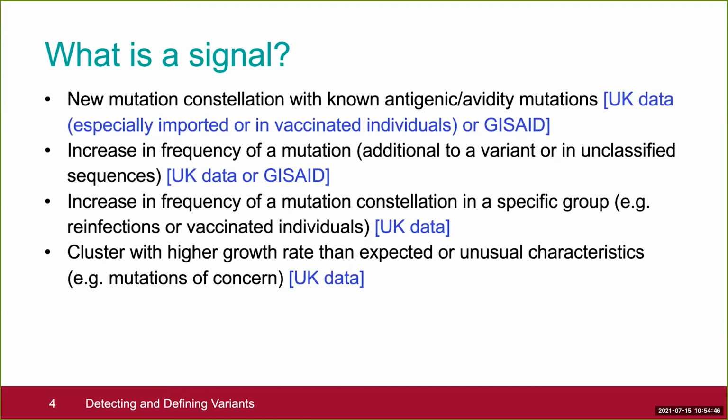And then the last one is a cluster with a higher growth rate than is expected. So with our cluster scan, we have these growth rate estimates and we compare them or normalize them against each other. So if something looks like it's growing faster than the things around it or other things that we know are successful, then that will flag as a signal because we'll need to investigate why it's particularly successful.